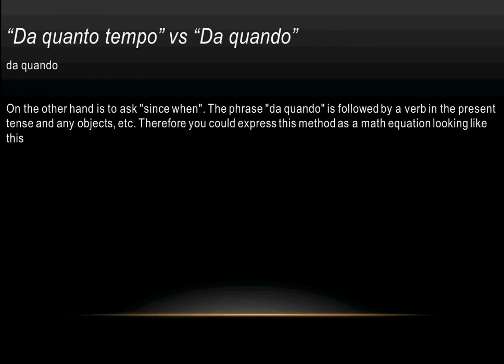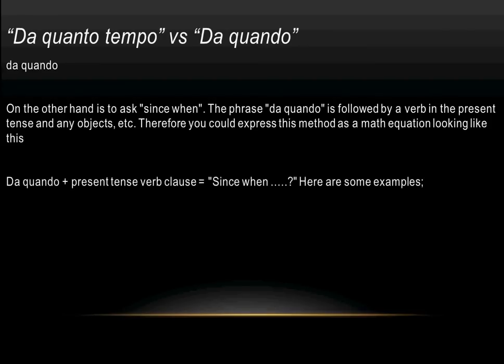Da quando, on the other hand, is to ask since when. The phrase da quando is followed by a verb in the present tense and any objects, etc. Therefore, you could express this method as a math equation looking like this. Da quando plus present tense verb clause equals since when...? Here are some examples.